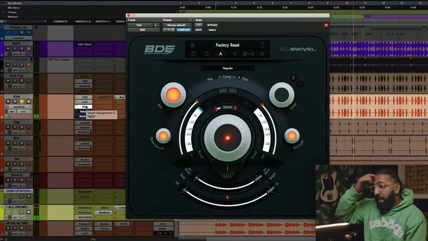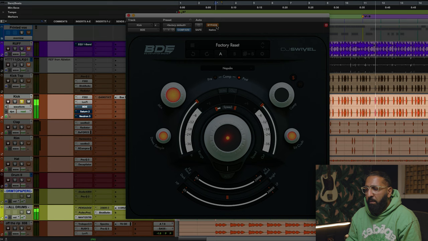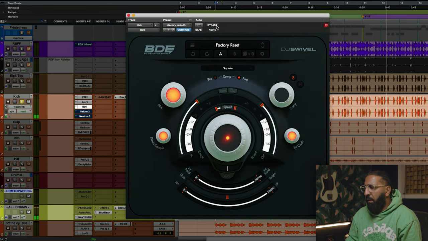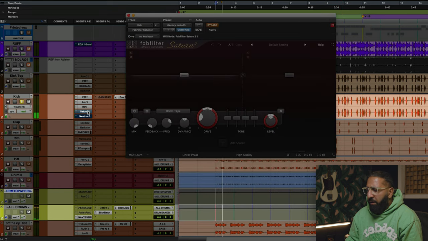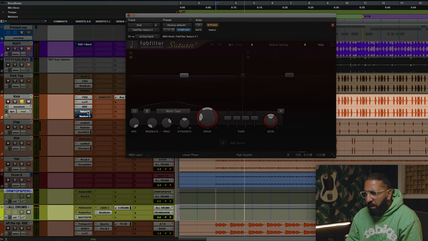The BDE, that's what's adding, you know, a little bit of that distortion, and where a lot of the weight is coming from. Now, Saturn. Without it.